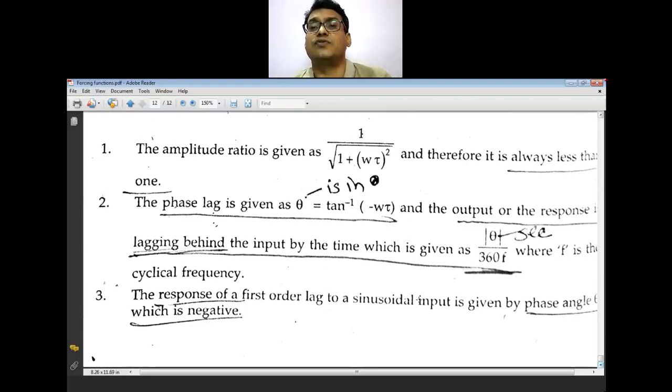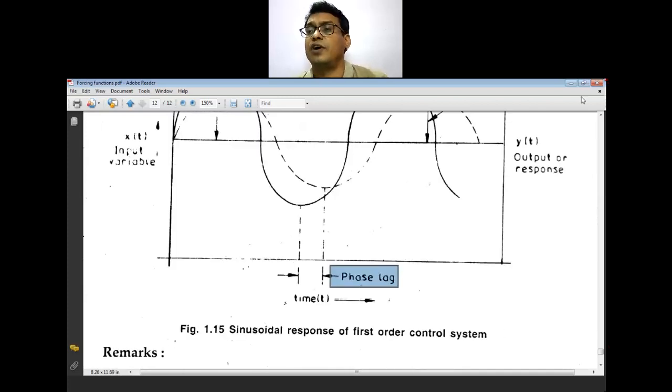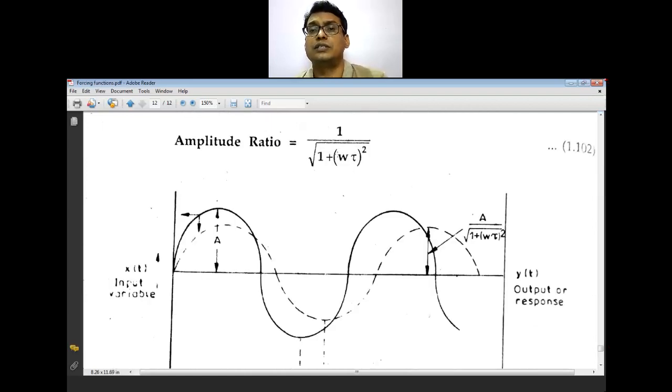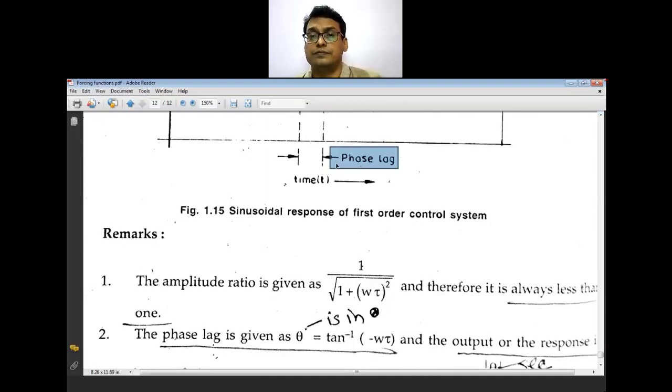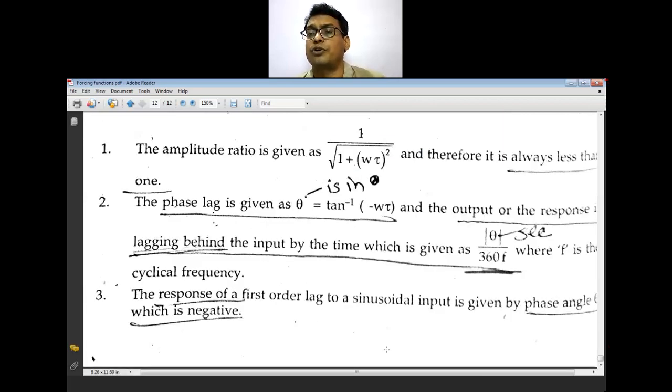So the amplitude ratio is 1 upon root of 1 plus omega tau square, and therefore it is always less than 1. The ratio is less than 1. Then the phase lag theta is tan inverse of minus omega tau, and the output response is lagging behind the input by a time given as theta upon 360f. This is how much time the output response lags behind the input. The input comes first and the output follows behind it.